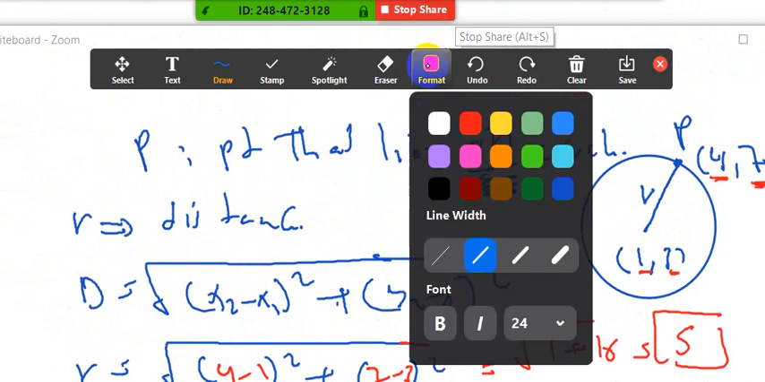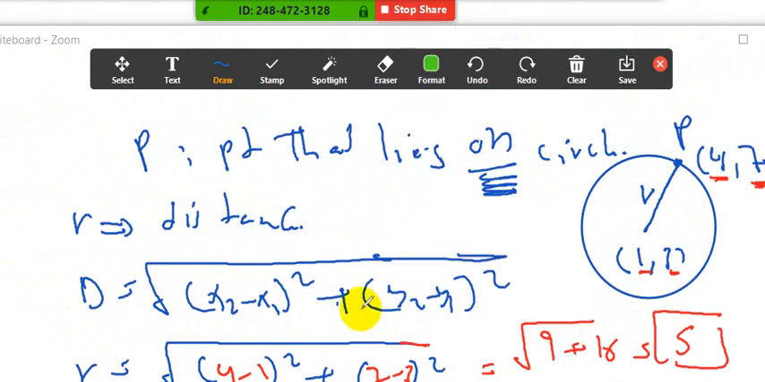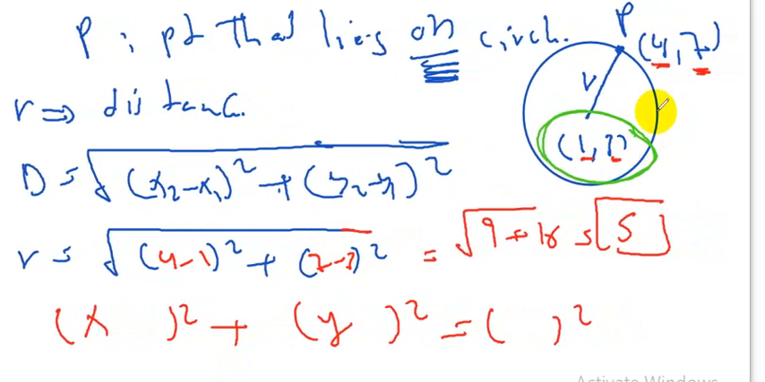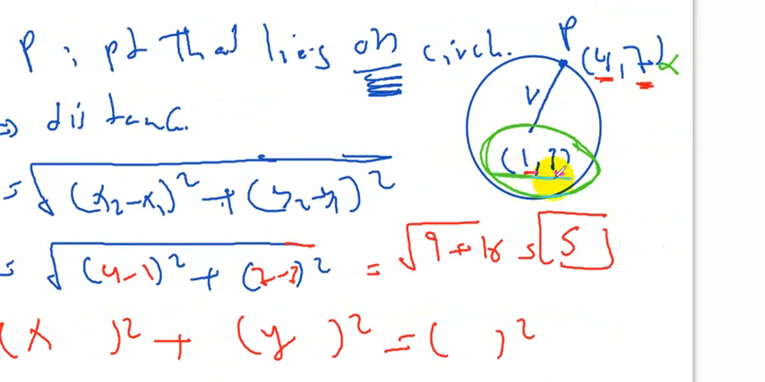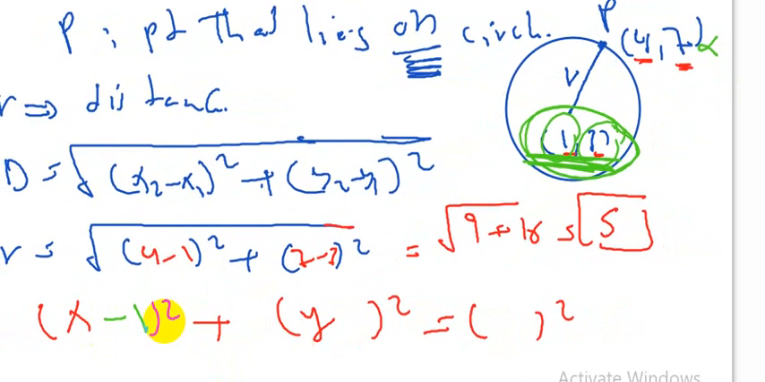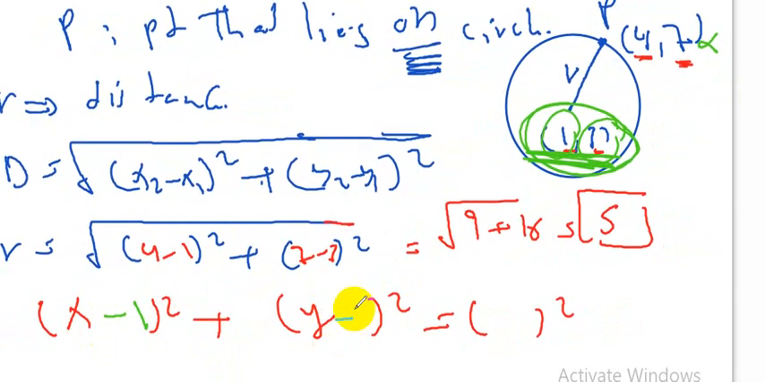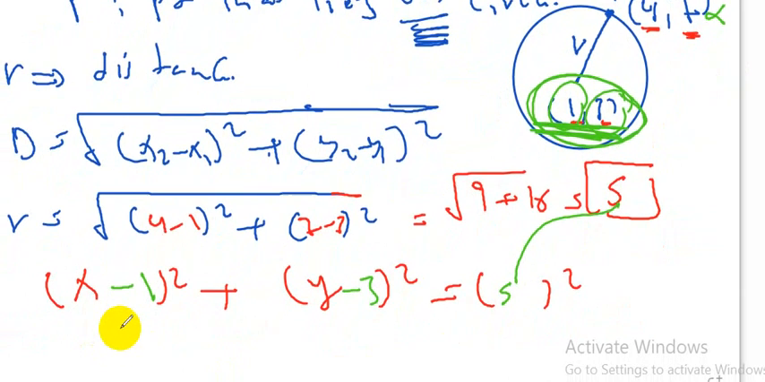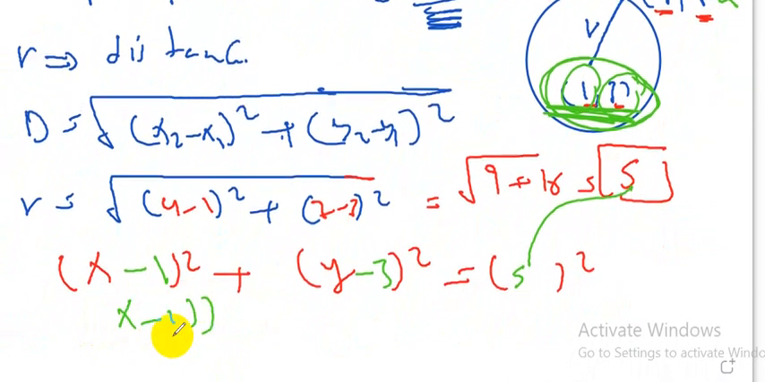Now let me change the color to write the equation. Enter the center. Concentrate on the center. We don't use B. We need the center, which is 1 and 3. Enter x with the different sign, which is minus 1, and enter y with the different sign, which is minus 3, and this is the radius, which is 5. Now the equation will be x minus 1.